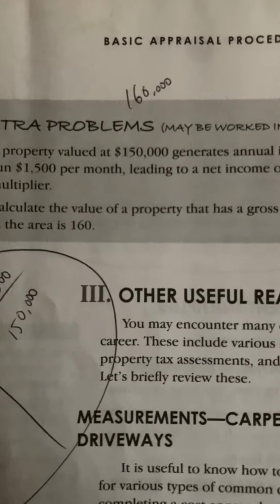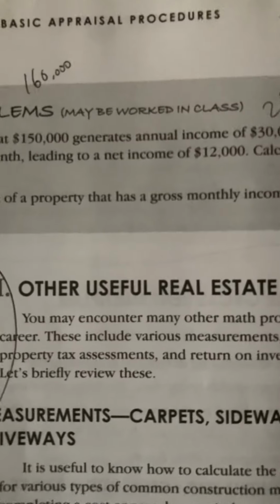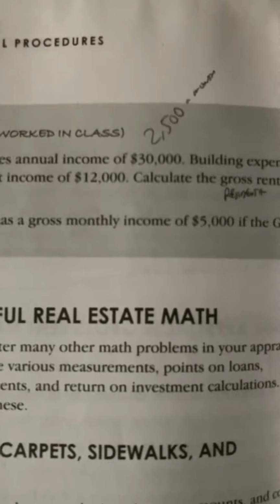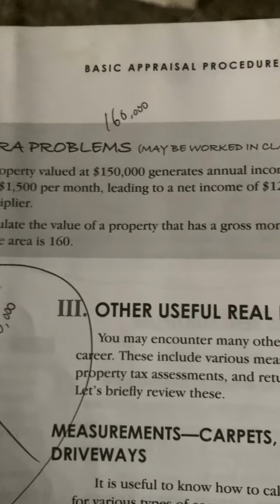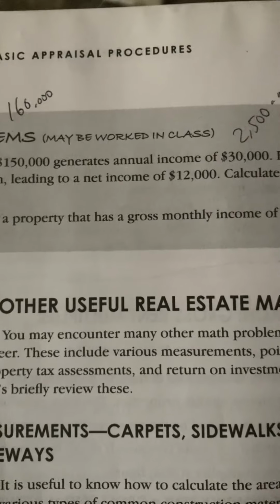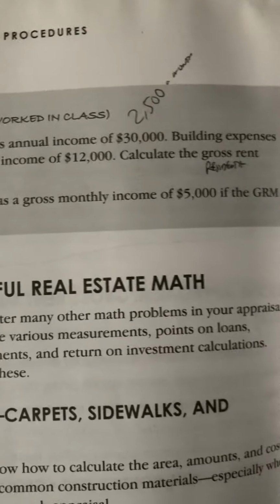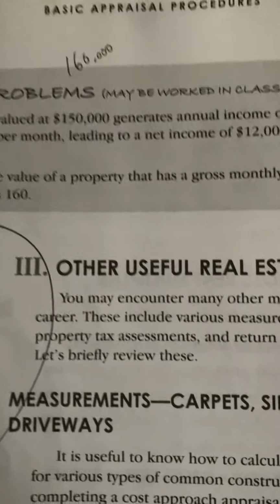A property valued at $150,000 generates annual income of $30,000. Building expenses run $1,500 per month, leading to a net income of $12,000. Calculate the gross rent multiplier.